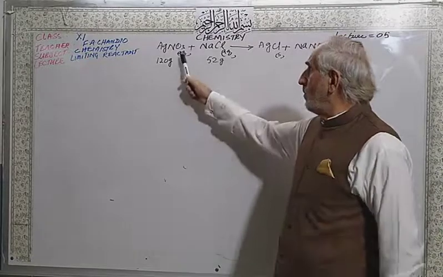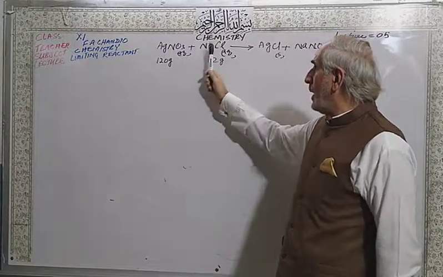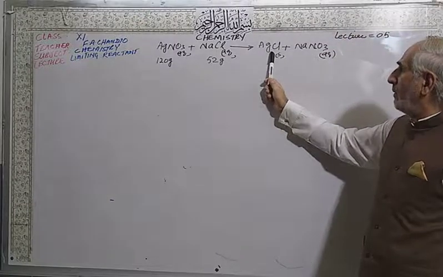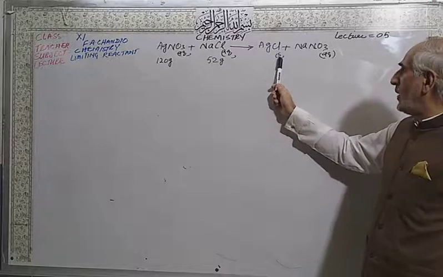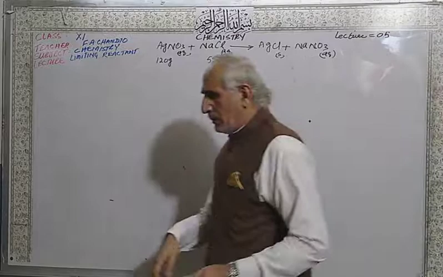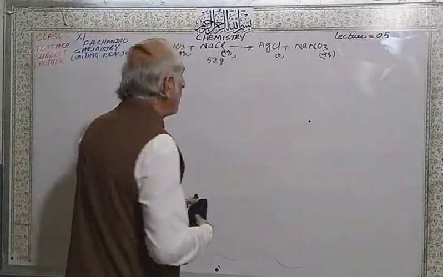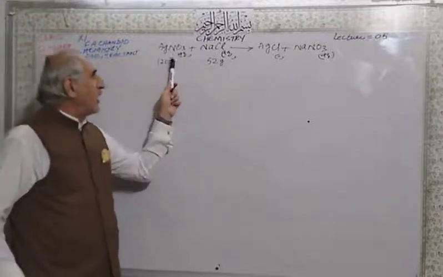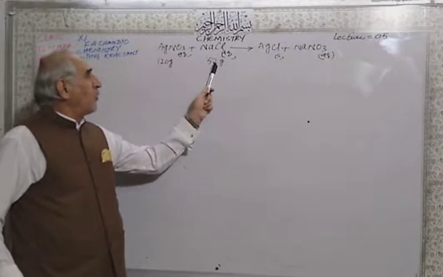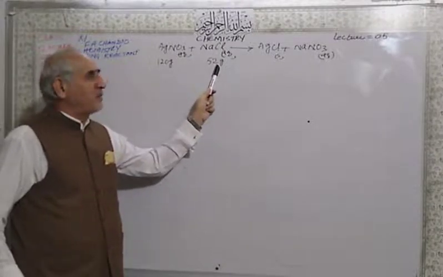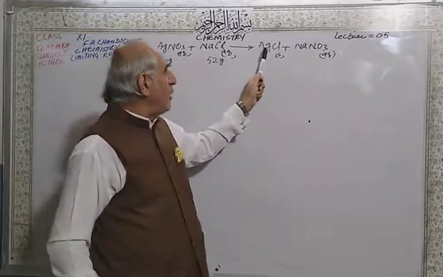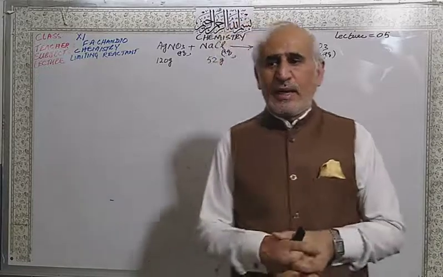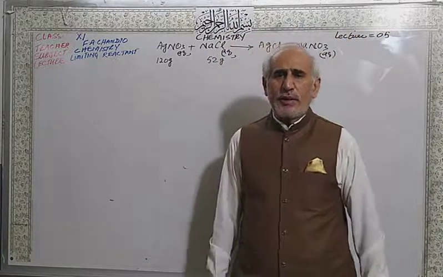1 mole of silver nitrate reacts with 1 mole of sodium chloride to form 1 mole of silver chloride solid and 1 mole of sodium nitrate. So here 120 grams of silver nitrate is given, 52 grams of sodium chloride is given, and the question is to calculate the amount of silver chloride and find the limiting reactant. What is the limiting reactant here?